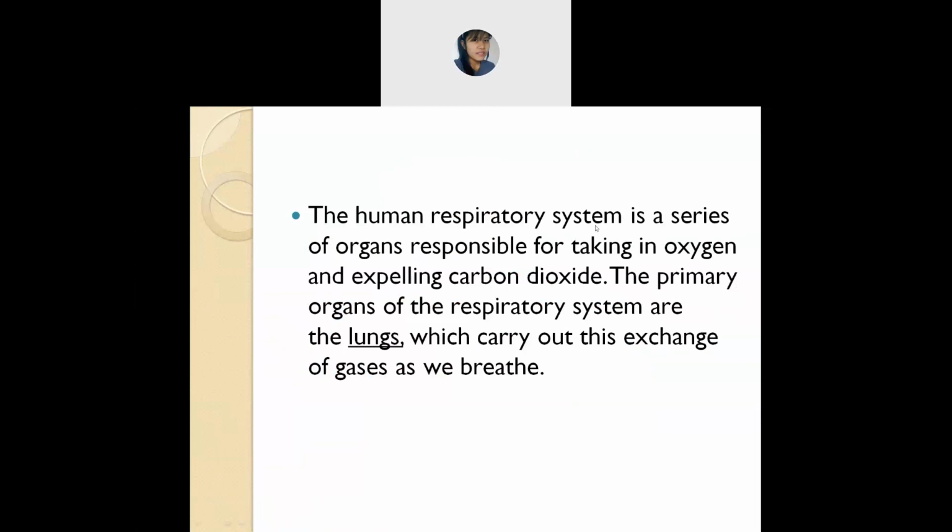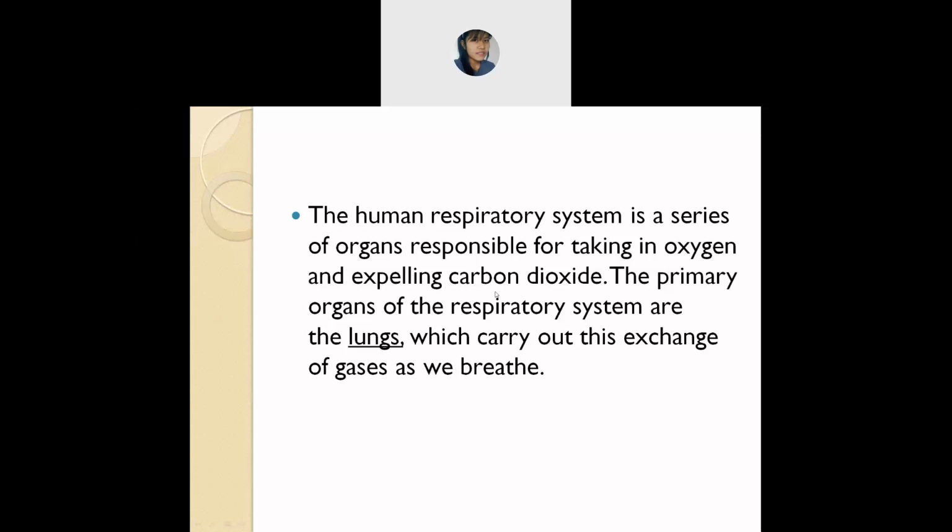Understand? Okay, so what happens? Human respiratory system. Respiration means when you breathe. So what do you breathe? You breathe in oxygen and you breathe out carbon dioxide. These are the two gases which mainly take place during this human respiratory system. And who is leading the role in the respiratory system? The lungs. Your lungs mainly take part in it.